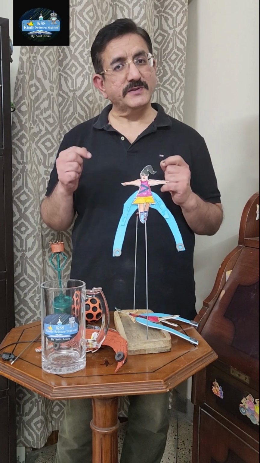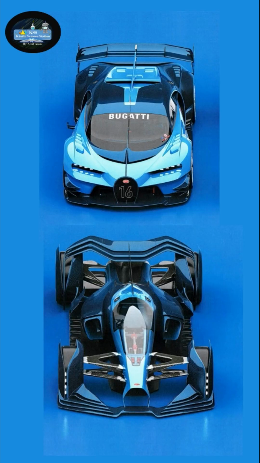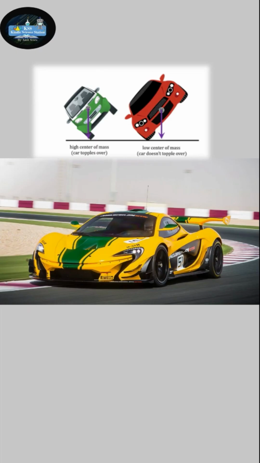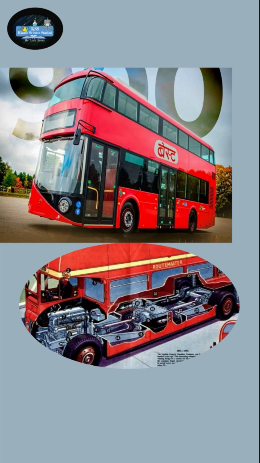Let us now see some real-life examples where we use center of mass. Racing cars are designed to have a broad base and low height, hence lowering the center of mass so that the car does not topple over while taking sharp turns at high speeds. Double-decker buses are specially designed. The engine, chassis and running gear are all low down, and the top half of the bus is mainly empty space. The center of mass is remarkably low down. This stops the bus from tipping over.